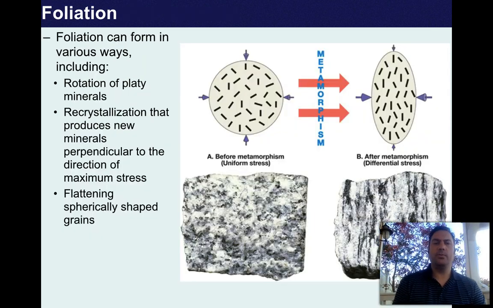So foliation can form in various ways. We just introduced some of these, but one is the rotation of platy minerals. You can have a bunch of minerals like this, and you start to squeeze it, and look, it develops a preferred orientation. And so this might be the way that you get this type of rock transforming into this kind of rock.